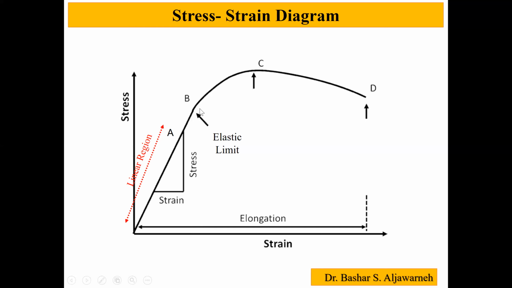From point B all the way to point C, as you can see here, we call this point the ultimate tensile strength. In other words, from point B to point C, with increasing magnitude of the applied force, the strain will increase rapidly. And even if the applied force is removed, the object does not return to its original dimension, unlike the region from A to B. That's why we call this point the ultimate tensile strength.